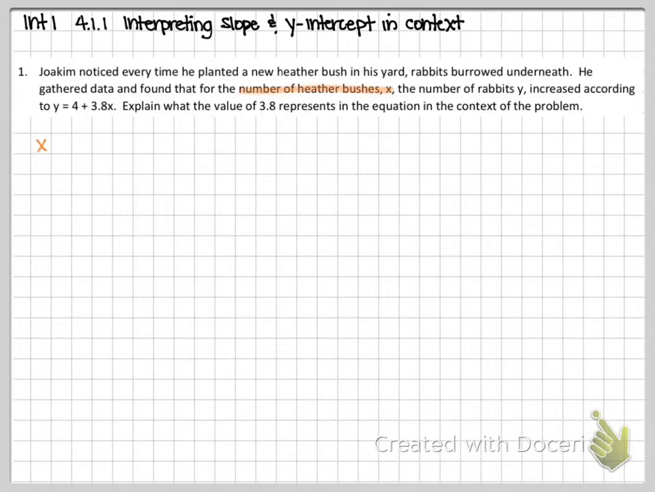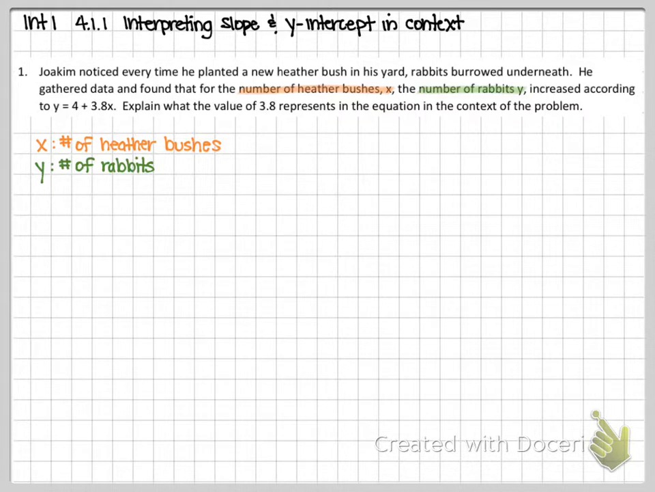So I know I need to identify the variable. So I highlighted it. Let's pull it out of there. So x is the number of heather bushes. Anytime the variables are defined for me, that's pretty big information. And the other piece of information with defining my variables is the number of rabbits. All right, let's write that one down also. So y is the number of rabbits.